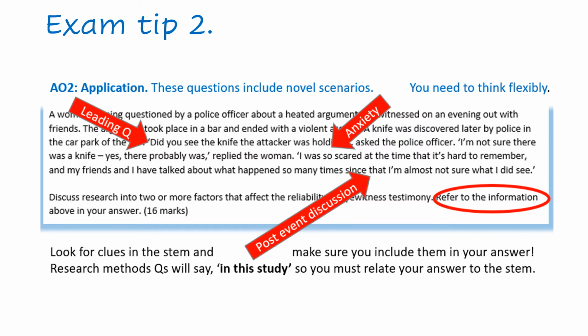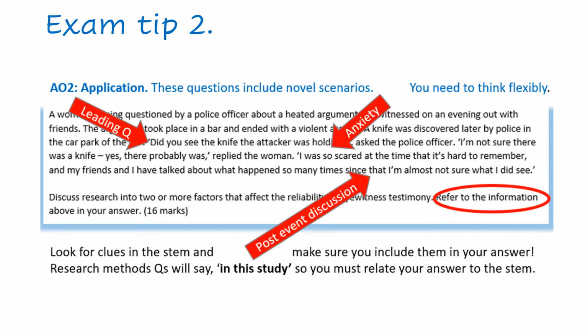When there's a leading question in there, did you see the knife the attacker was holding? So that's leading the person to remember a knife. That gives you a clue that one thing you could discuss is leading questions and the effect that has on memory. Another example, the lady here says, I was so scared at the time. So that's a clue that another factor you could talk about would be anxiety. And at the very bottom, I've talked about many times about what happened. So that's a post-event discussion clue because she's been chatting to her friends about what she saw. So that scenario gives you 3 clues as to what to talk about.